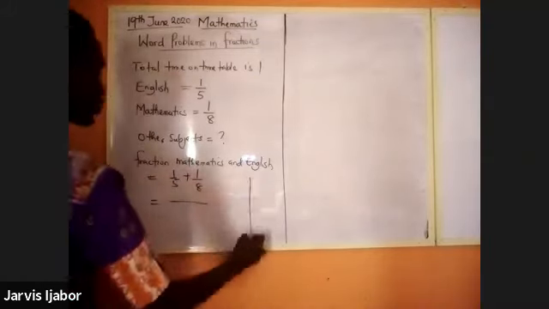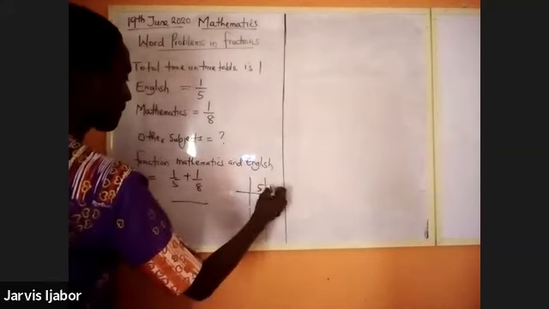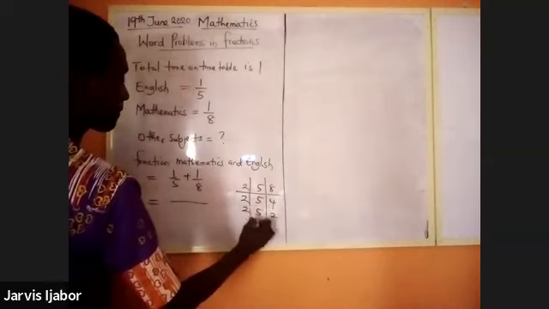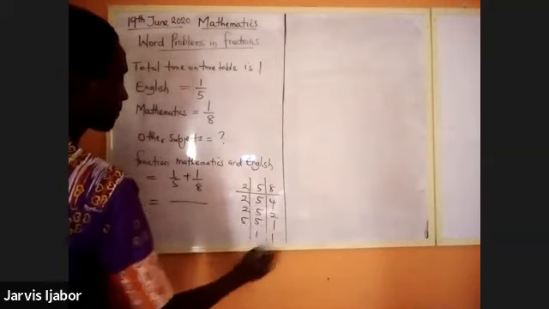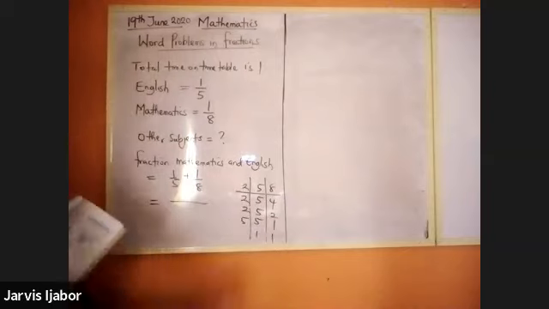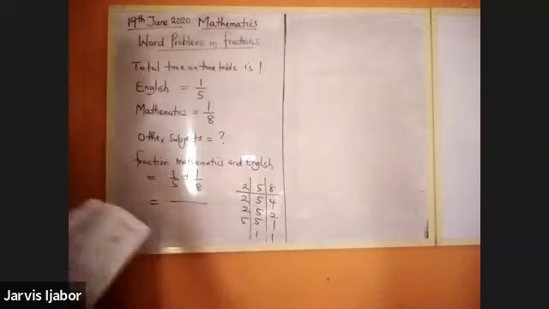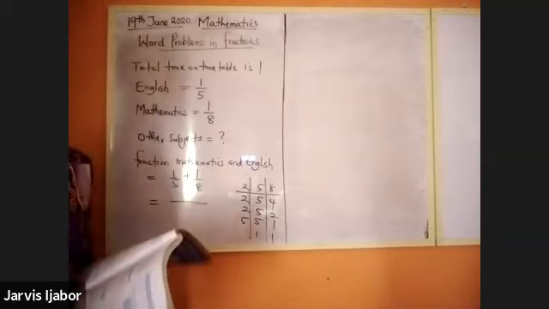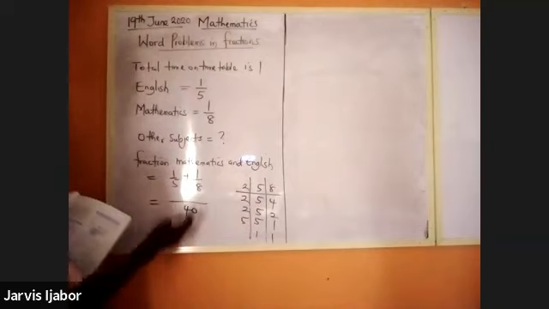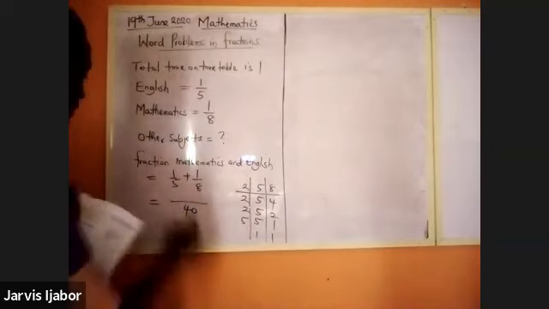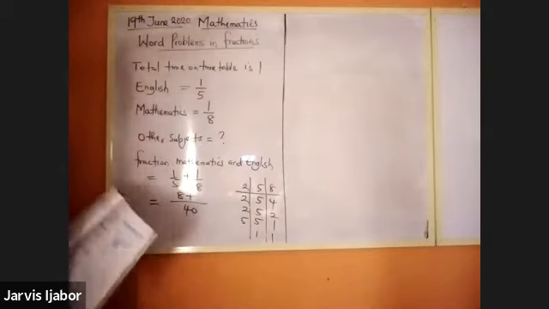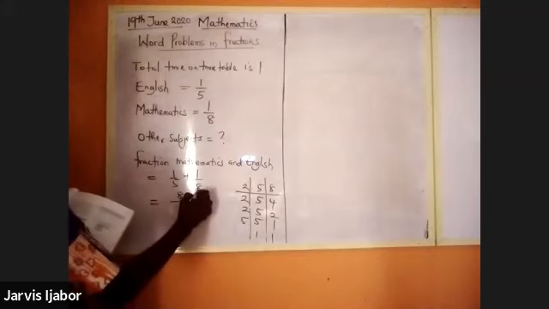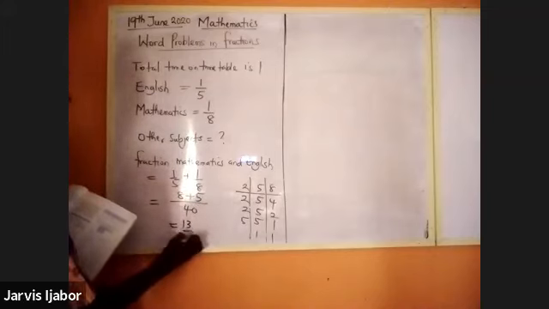I'll do that quietly here. 2 times 2, 4. 4 times 2, 8. 8 times 5 is what? 40. That will be 40 here. 40 divided by 5 is 8 times 1, 8 plus 40 divided by 8 is 5. 5 times 1 is 5. So that will be 13 over 40.